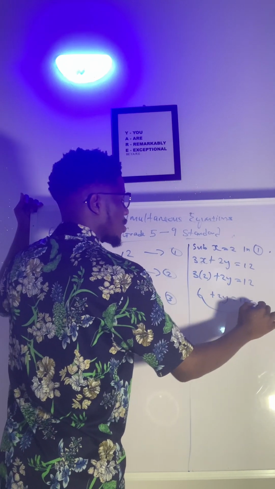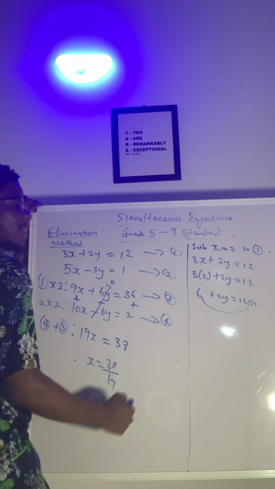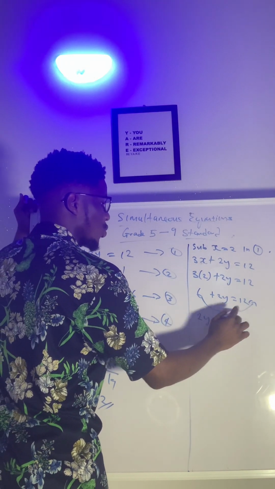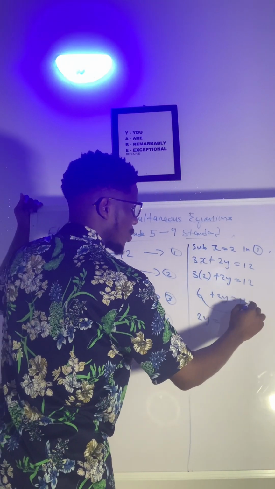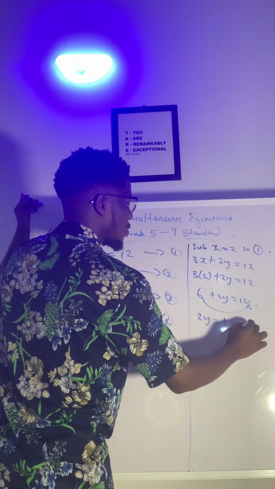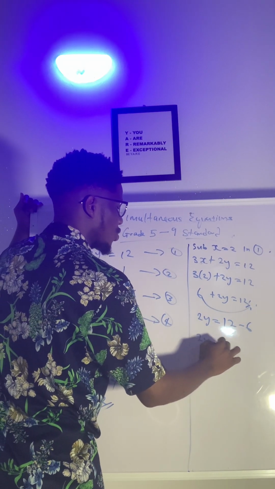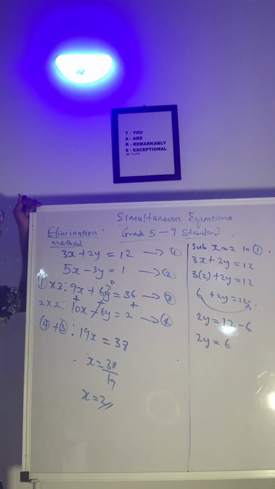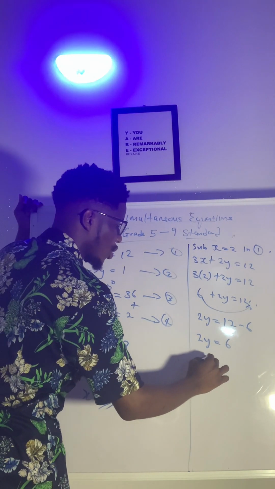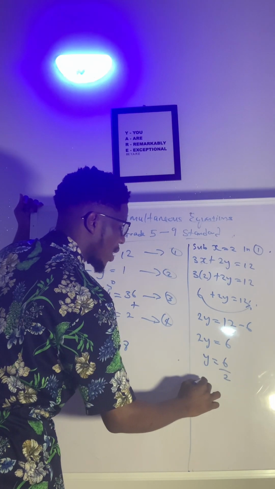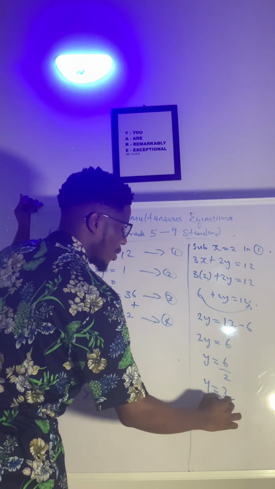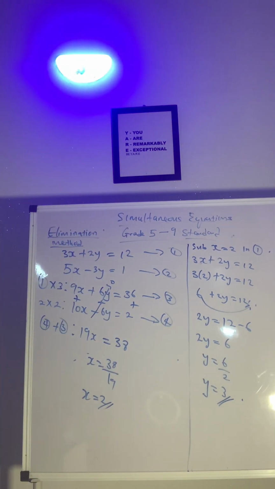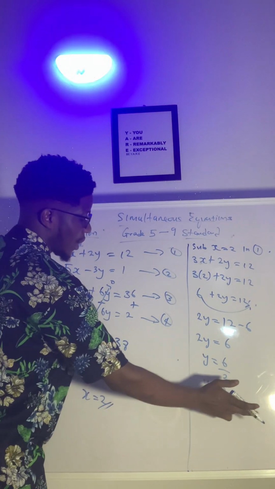Taking 6 to the other side becomes negative, because it is a positive value here. So 2y will be equal to 12 minus 6. So 2y will be equal to 6. Divide both sides by the coefficient of y. That gives me y equals 6 over 2, and y will be equal to 3. So our value for x is 2 and our value for y is 3.